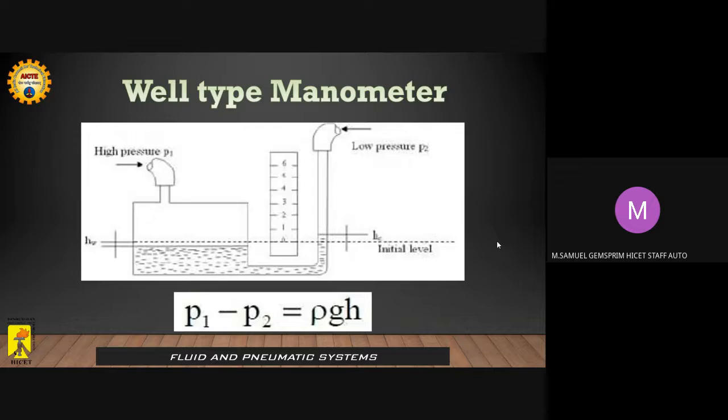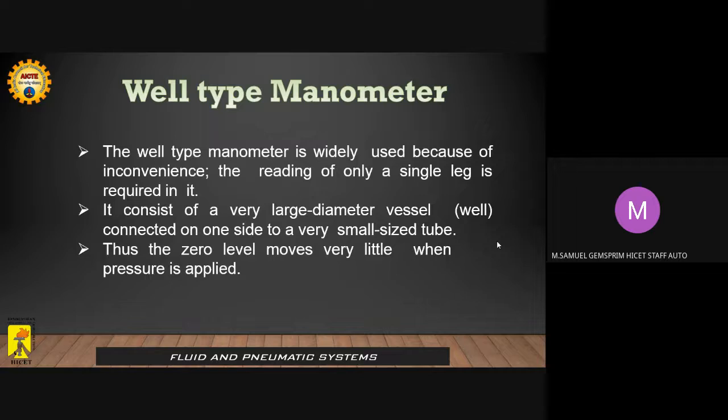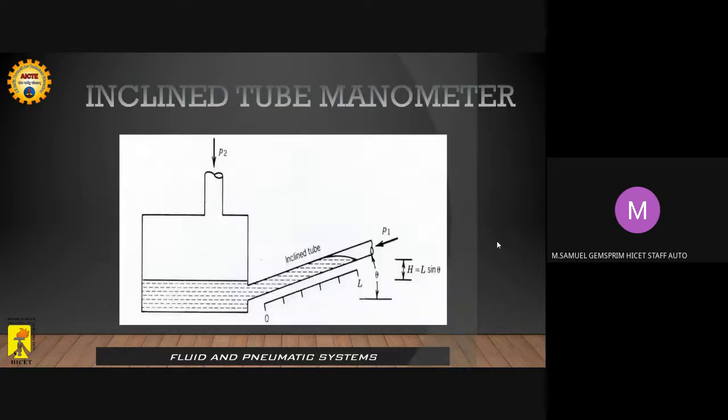Then next we have the well type manometer, which uses the same working principle. The only difference is here we have varying cross-sectional areas. Thereby even a very small pressure variation can be easily measured. Then next we have the inclined tube manometer, which again uses the same principle of the basic manometer, but here the construction allows it to fit in compact spaces. So that is what is known as the inclined tube manometer.